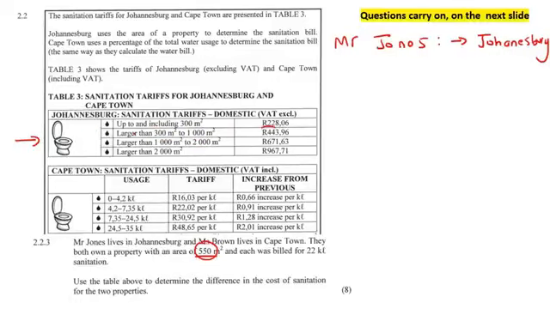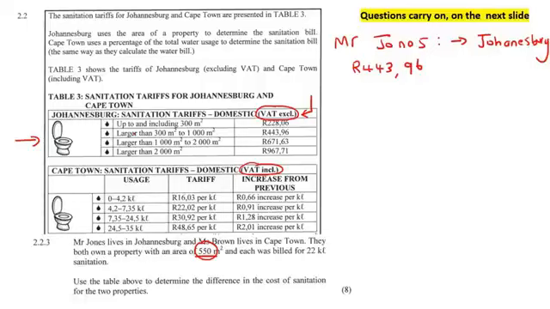So how much would Mr. Jones pay? 443 Rand and 96 cents. That is what Mr. Jones would pay. But we need to be careful. I actually didn't see this at first. Look at this. Here they've got VAT excluding, and here they've got VAT including. So to be able to compare these, we're going to have to add in the VAT for the Mr. Jones or the Johannesburg one.